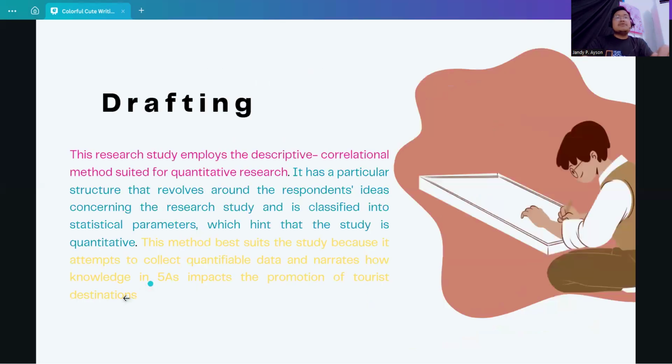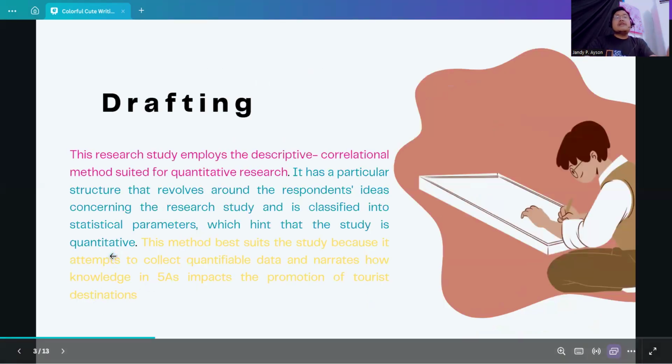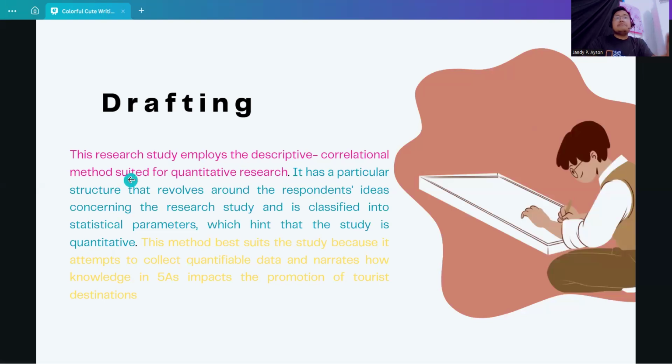So say for example, ito yung draft natin doon sa nasa format din natin. Hinighlight ko lang siya para makita ninyo kung ano ba yung sinasabi ko doon sa tatlong question. So for this part, this research study employs the descriptive correlational method suited for quantitative research. So, sinabi ko kung ano yung design ko. It answers question number one. It has a particular structure that revolves around the respondents' ideas concerning the research study and is classified into statistical parameters which hint that the study is quantitative.